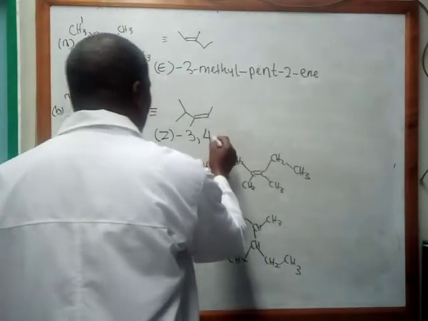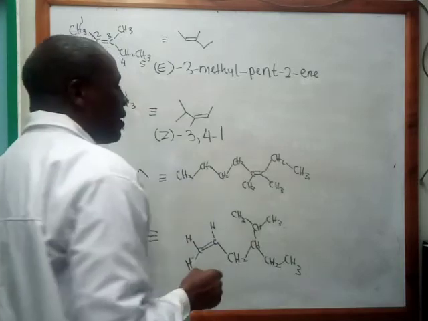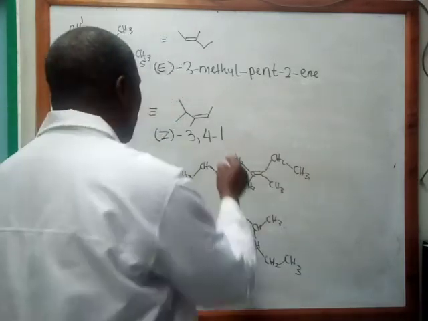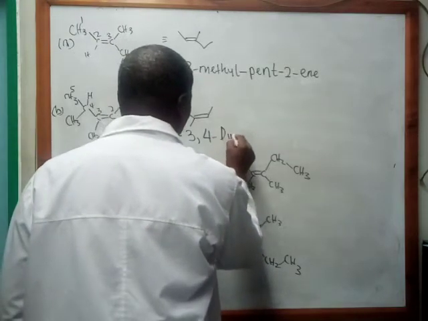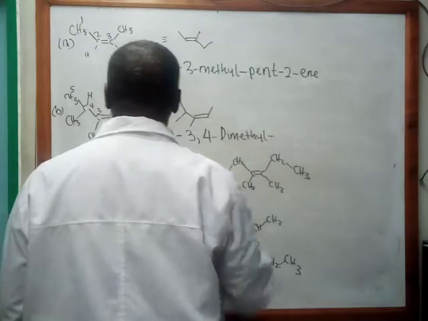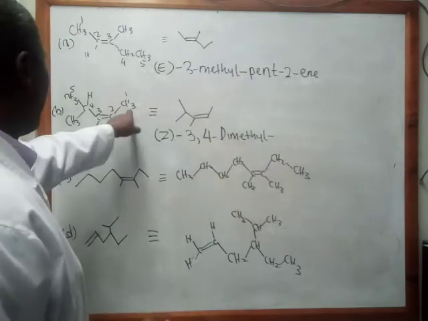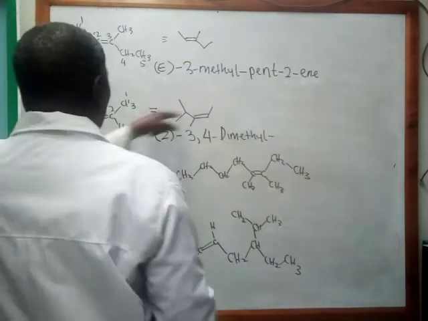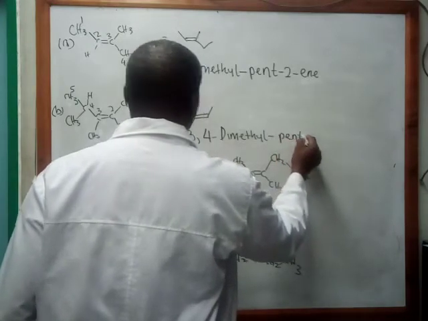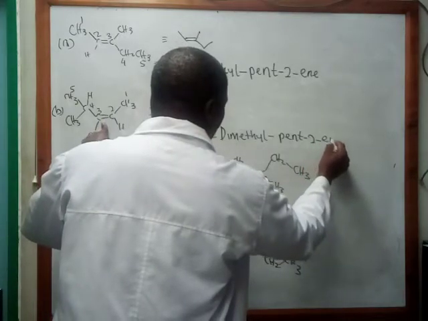So I'm going to put a dash, and usually if it is the first letter, I put it in capital. So in this case, I'm going to put dimethyl, yeah? And then I put a dash, and then I complete the name. Once again, it is similar to that one. It's a pentene, but the double bond is on carbon number 2.